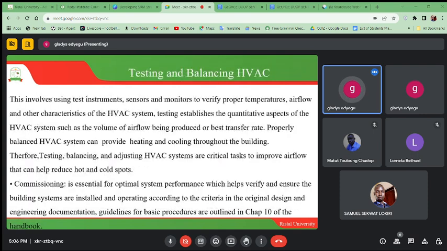Testing and balancing this HVAC is very key. These machines need to be tested. So this involves using test instruments, sensors, and monitors to verify proper temperatures, airflow, and other characteristics of the HVAC system. Testing establishes the quantitative aspects of the HVAC system, such as the volume of the airflow being produced, or heat transfer rate. A properly balanced HVAC system can provide heating and cooling throughout the building.